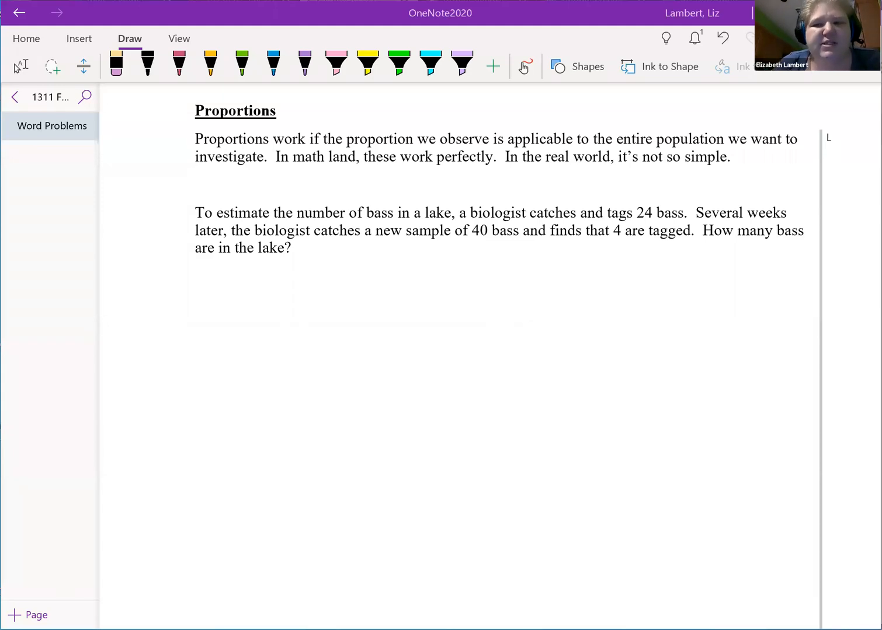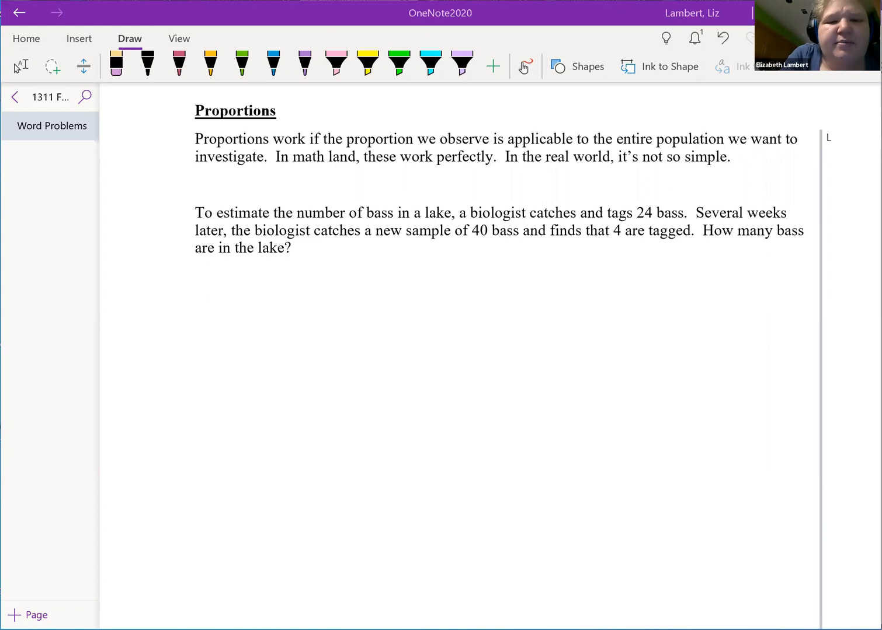I say this because the way statistics are used in the news, very rarely is the statistic they quote actually applicable to the whole sample. Like a lot of the stats rolling around about COVID are just, yeah. Basically, if you can't see what the person's assumptions were before they came up with the calculation, don't trust it. All right. But in math land, proportions always work.